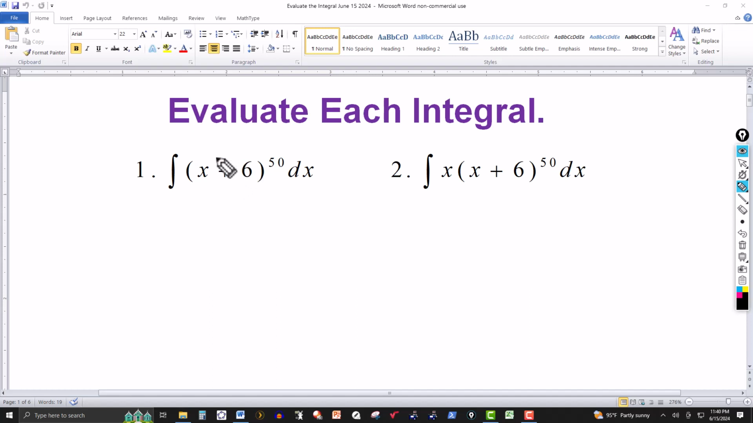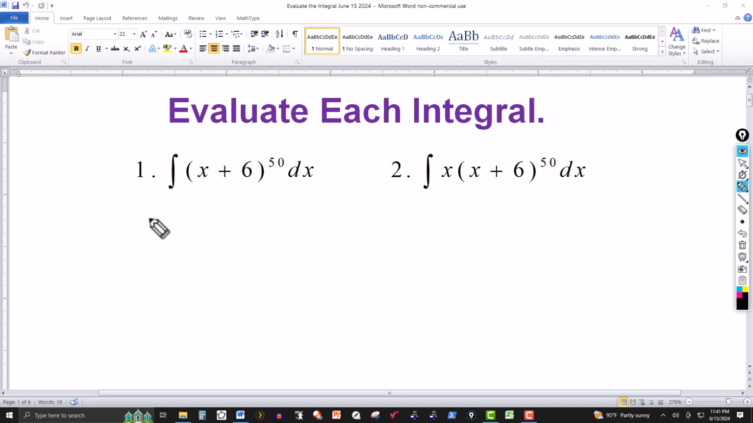Now the derivative of x plus 6 is 1. So I can just say, in this case, the integral is going to be x plus 6 to the 51st power over 51 plus c. That's your answer. You can easily check it using the derivative. So 51 comes out of here, cancels the 51, subtract 1 from 51 gives me the 50. The chain rule now, the derivative of x plus 6 is 1. I get the same integrand. That's it for that one.